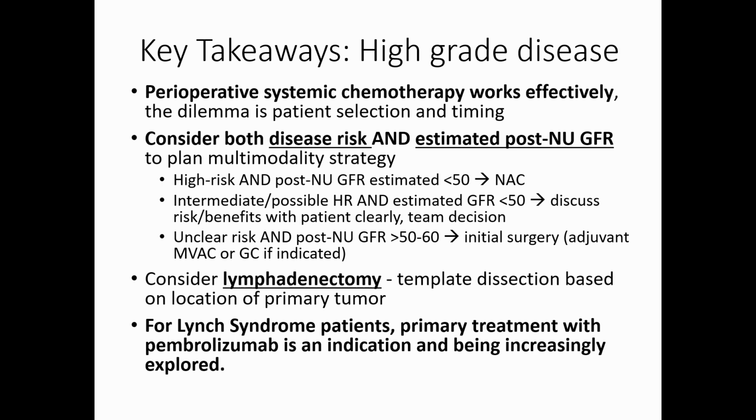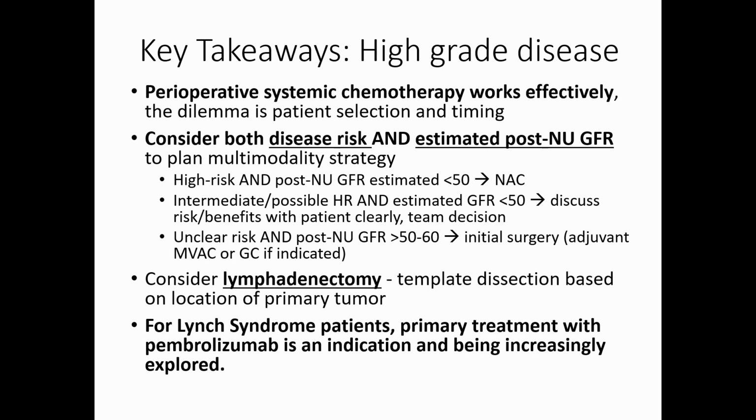So perioperative systemic therapy works effectively. We have very good data in that regard. The dilemma really is, how do we sequence it? Do we give it before? Do we give it after? Which patients do we give it to? And so what we've hoped to do here is to try to introduce some more precision into what we do by assessing the risk before surgery, and before surgery also estimating the kidney function after nephroureterectomy. And so we've talked about these different scenarios, and where the answer may not be clear, the patient has to be involved in that conversation. Of course, they're involved always, but the strength of our recommendation should be based on the strength of the evidence we have. And if it's not that strong, then the patient should be involved, of course.